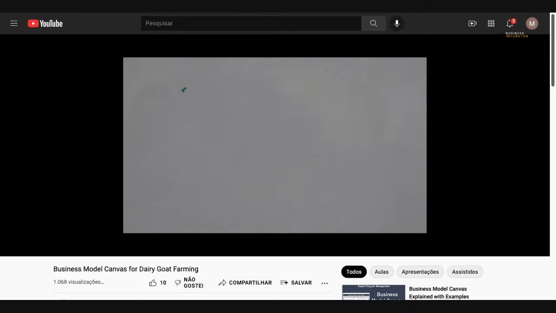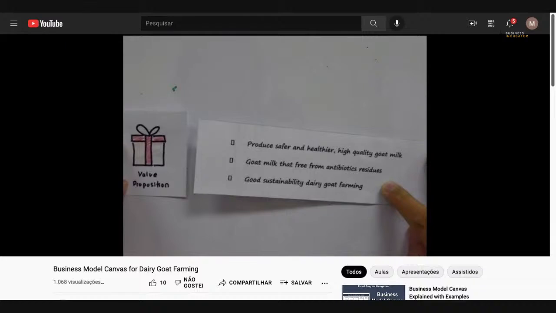Value propositions for our company are to produce safer and healthier high-quality goat milk, which also free from antibiotics residues for our valuable consumers. Then, we are also aiming to have good sustainability dairy goat farming for our own farm.